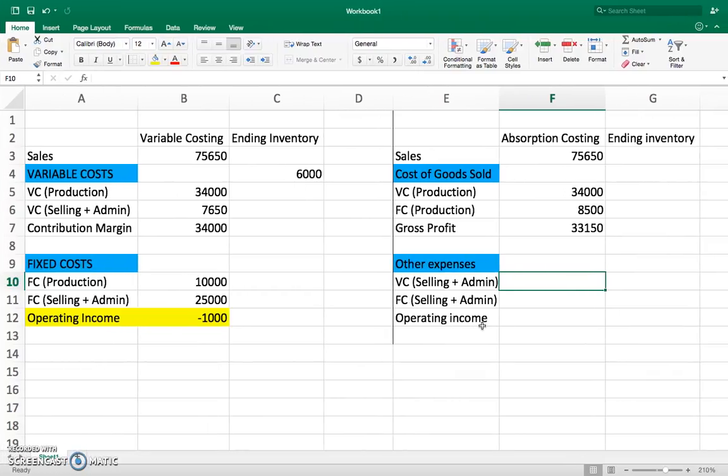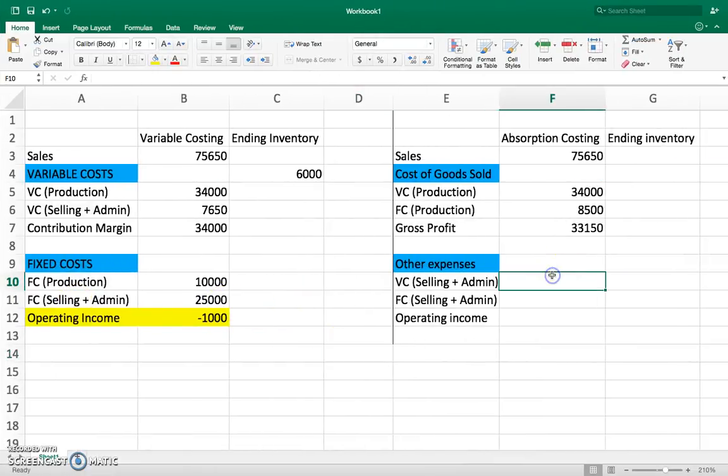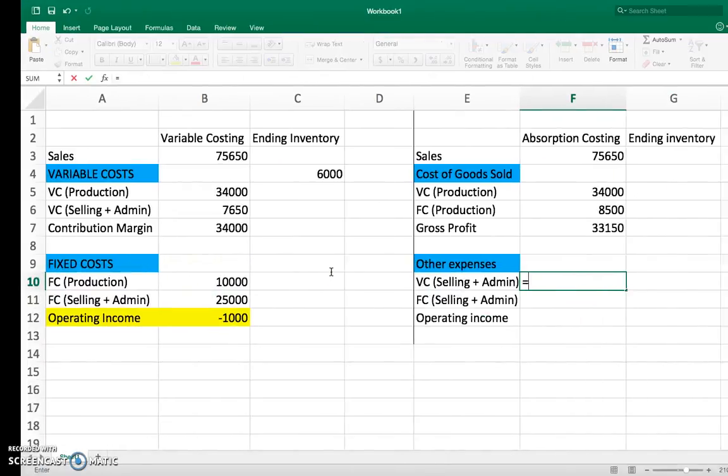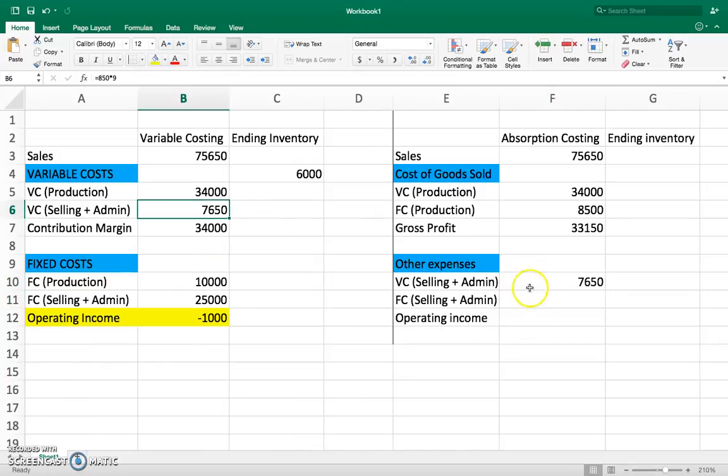So variable cost, selling and admin. Remember, selling and admin is based on sales, right? It's logical. Selling and admin is based on sales volume, right, guys? So your variable cost for selling and admin is going to be based on your sales units. So it's going to be equal to $9 per unit multiplied by 850. So 9 times 850 comes out to 7,650, the same figure that we have over here.